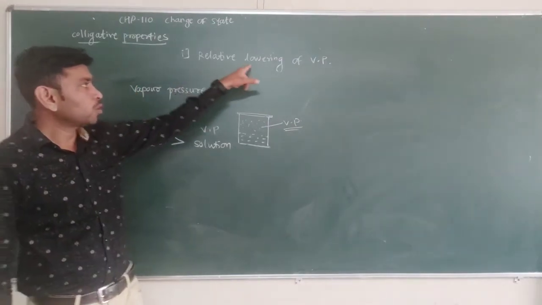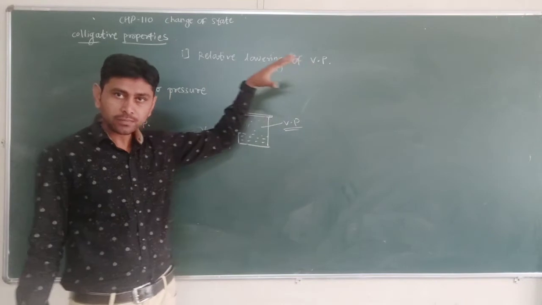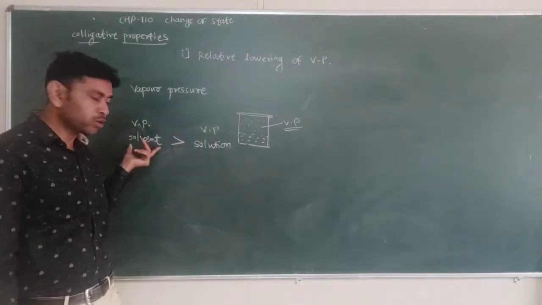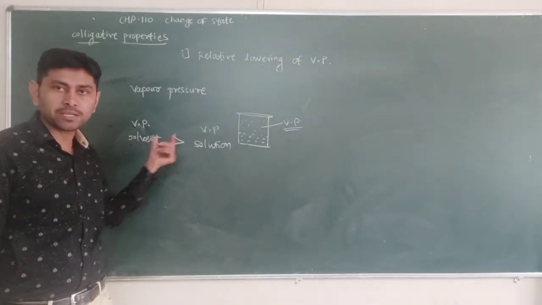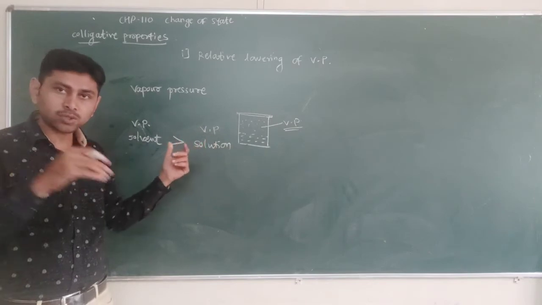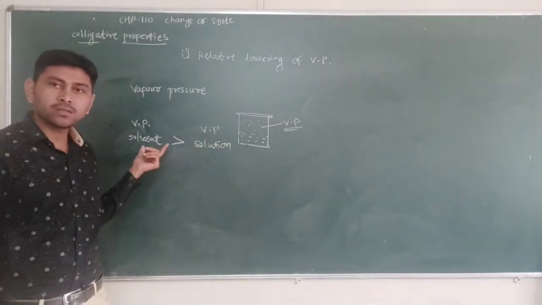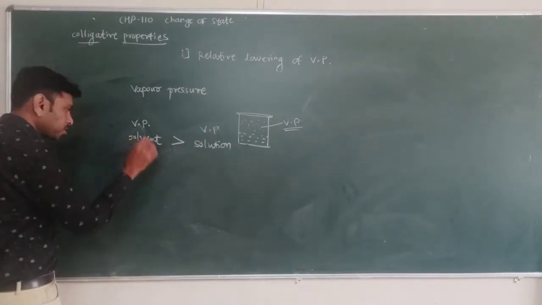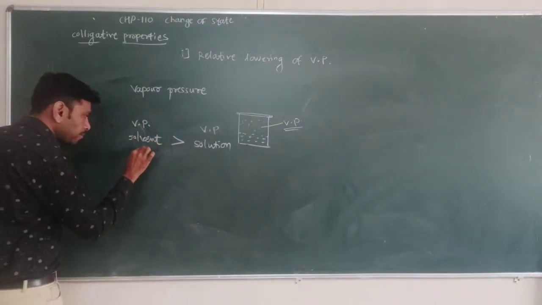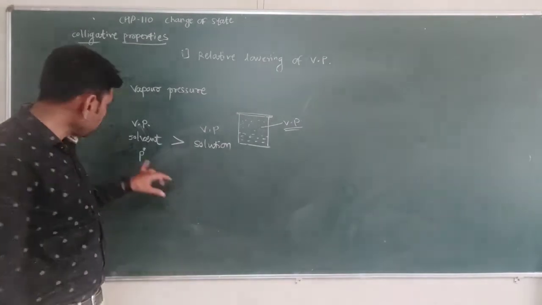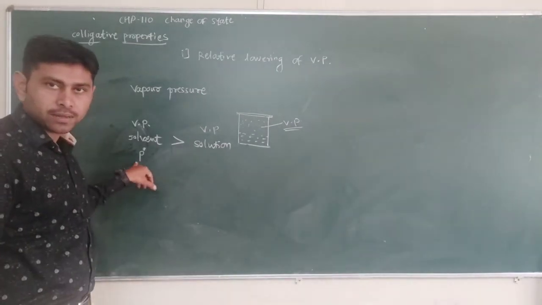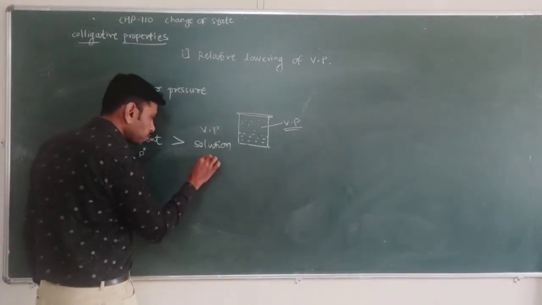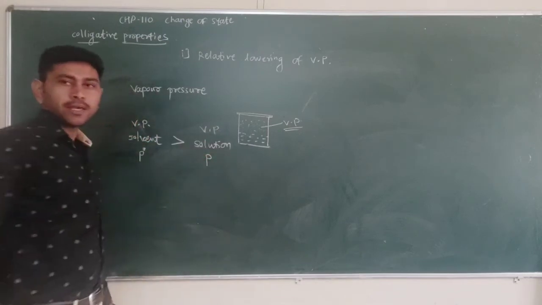That is the lowering of vapor pressure. Because pure solvent has a greater vapor pressure than the solution, after adding solute the vapor pressure of the solution decreases. Suppose the vapor pressure of the solvent is represented by P0, and the vapor pressure of the solution is represented by P.